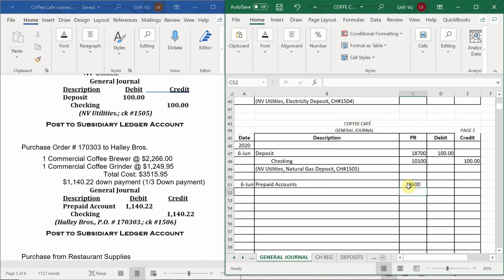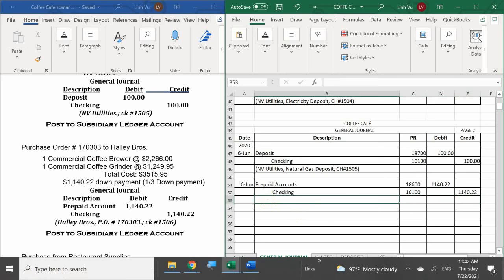And then, of course, I wrote a check. So I'm going to be decreasing my checking, right, by $11.40. Okay. So then now I can go ahead and write in my little description here.